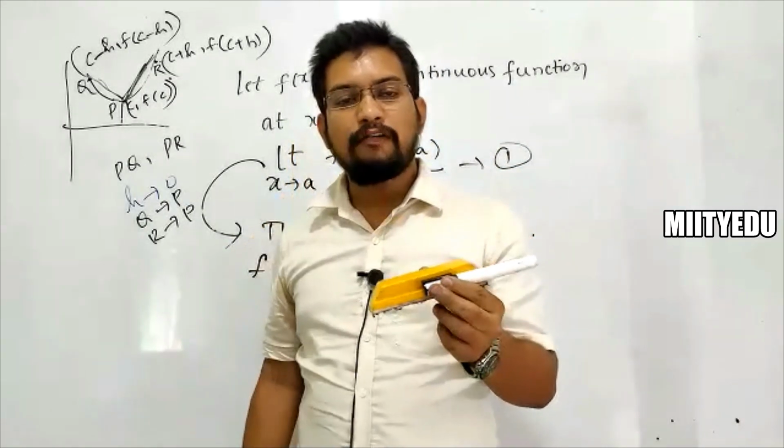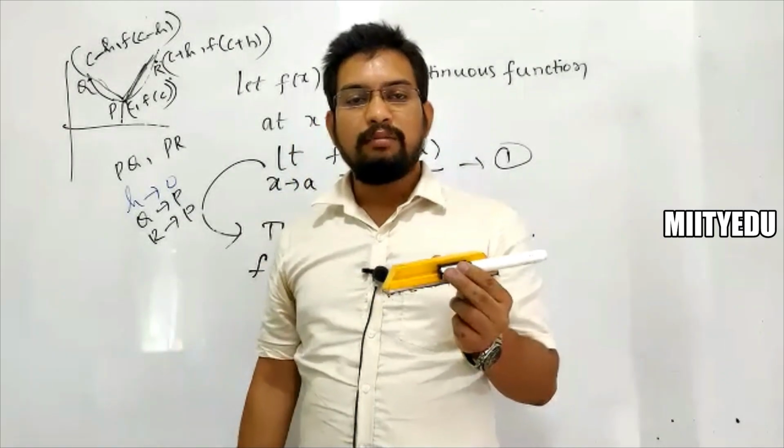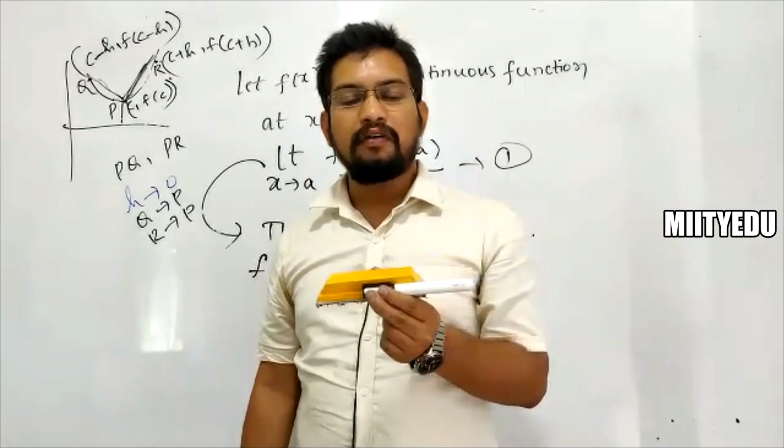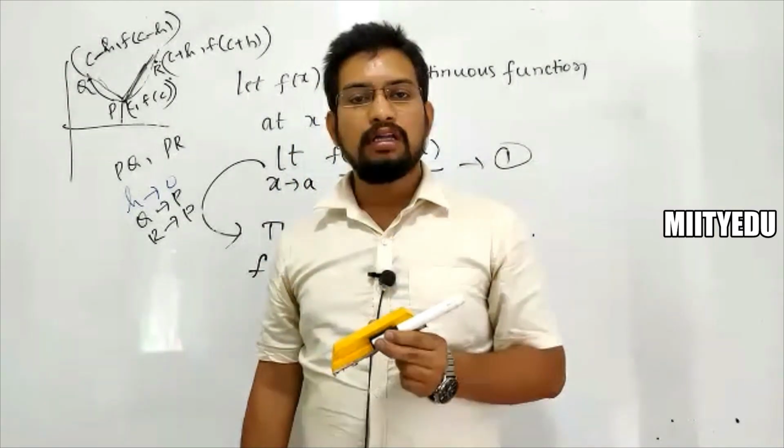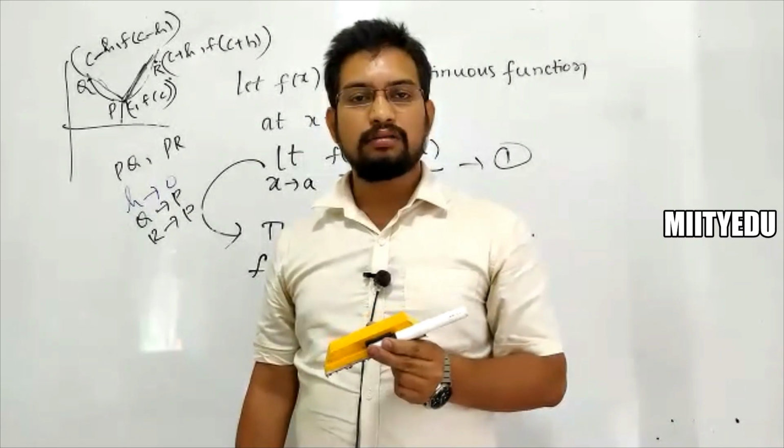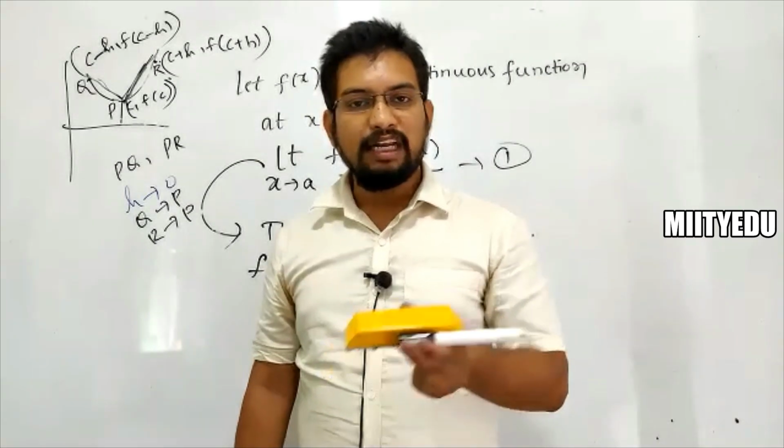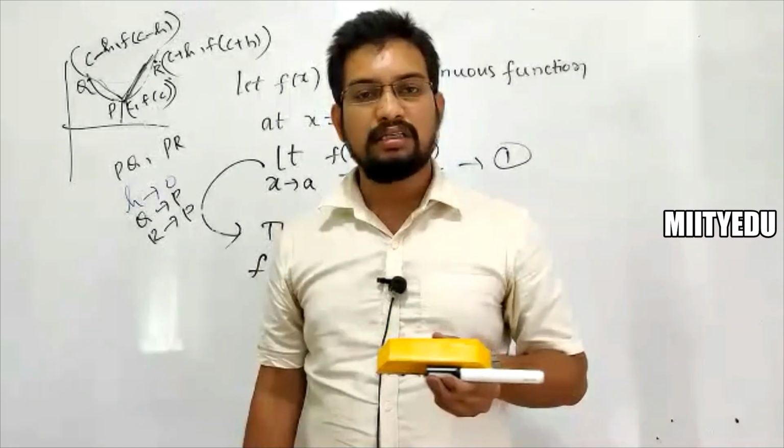Limiting position of a chord of any curve, of any particular curve, will be the tangent at that point. That will be a tangent. The limiting position of a chord is nothing but a tangent, right?